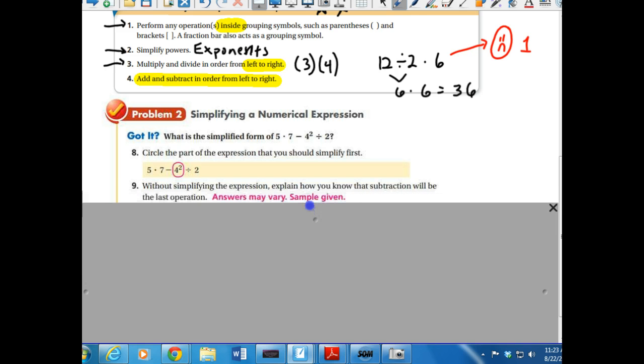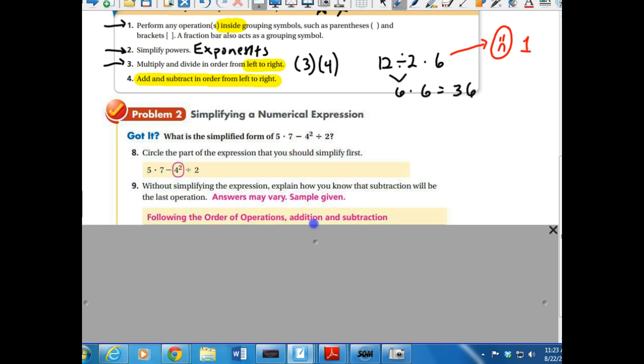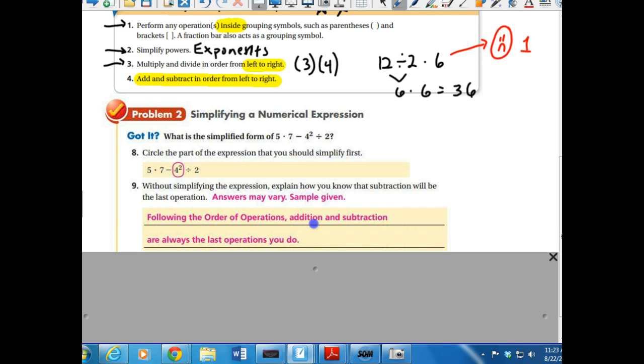Then it says, without simplifying the expression, explain how you would know that subtraction would be the last operation. So there's several ways you could explain that, but simply put, you don't have to copy my answer here. Or you could write it in a shorter way that makes sense to you. If you follow the order of operations, addition and subtraction is always last. The only exception would be if there were a parentheses that told you otherwise.